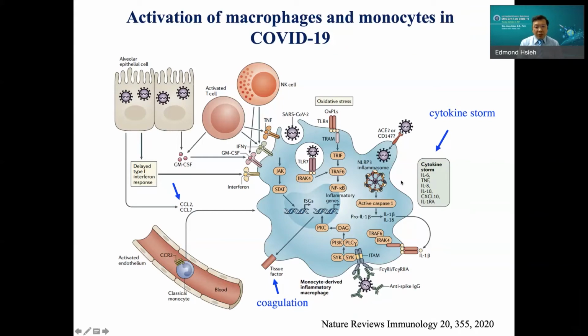In addition, the unique feature of the COVID-19 infection is some of the macrophage also express abundance of tissue factor. And we know the tissue factor is able to digest the prothrombin into thrombin, so they will promote coagulation. So this is a very unique feature of macrophage activation in COVID-19 infections.